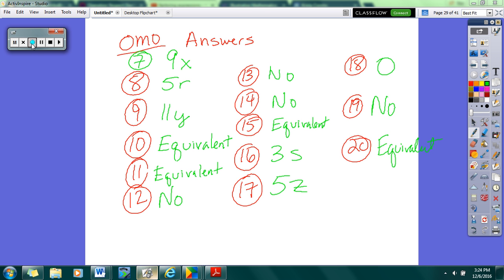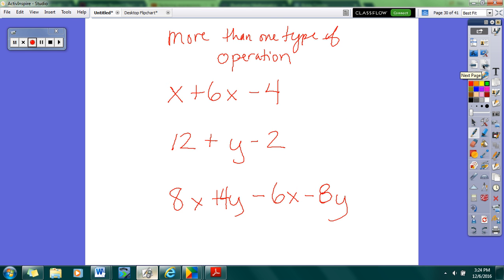Okay? Let's go on to the last examples that we have here before you start your classwork. So, more than one type of operation, okay? So again, this is very similar, and I think I'm going to make this a little bit more complicated. x plus 6x minus 4 plus y minus 3y. Let's try this one, okay?